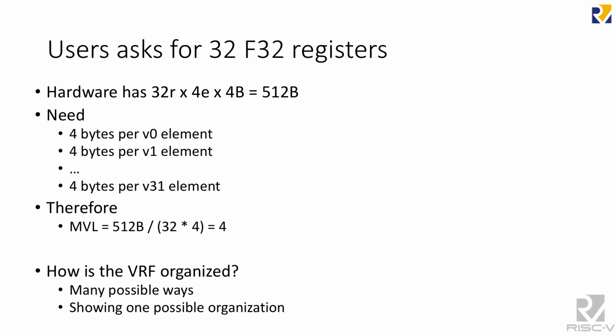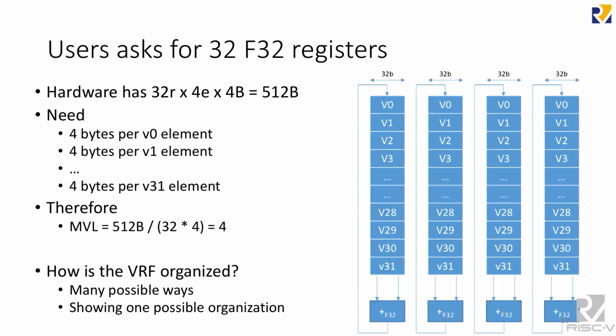OK, I need 4 bytes for the V0. I need 4 bytes for V1, 4 bytes for each element of each register. You do the math, which you've done while I was talking, and you'll see, oh, if he wants 32 registers and I have 4 elements, the MVL, the maximum vector length, is going to be 4.